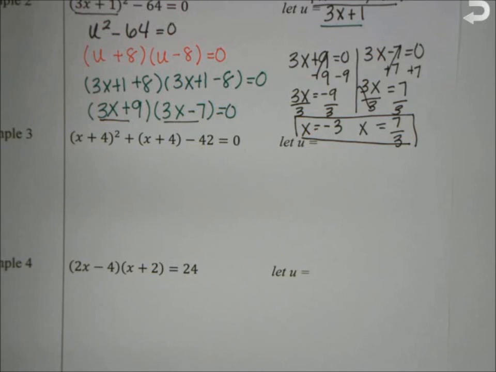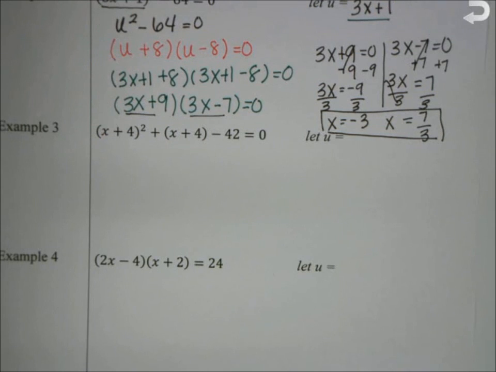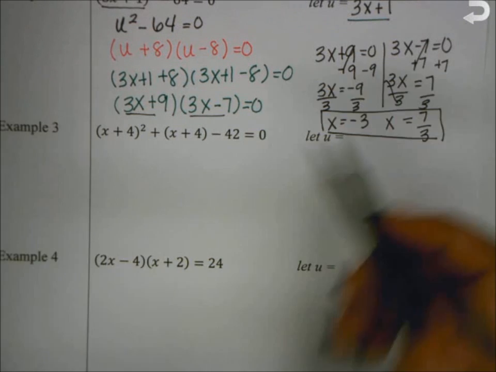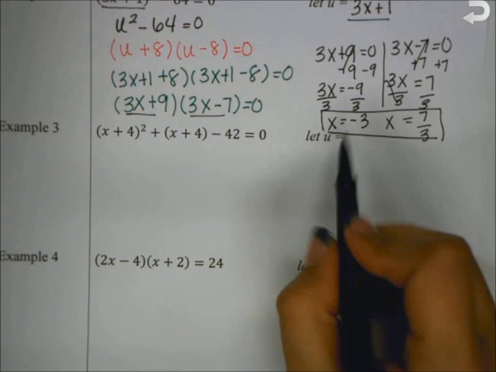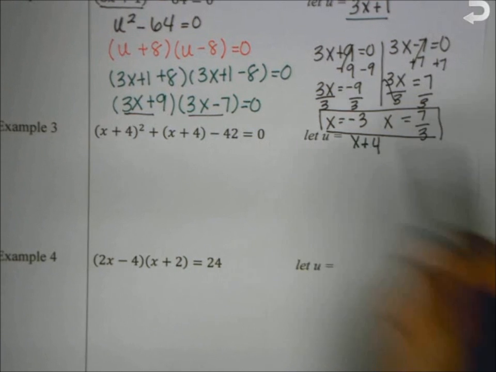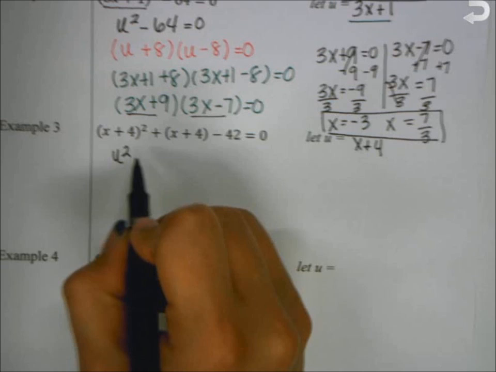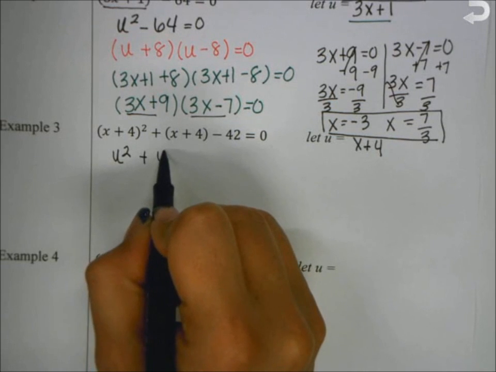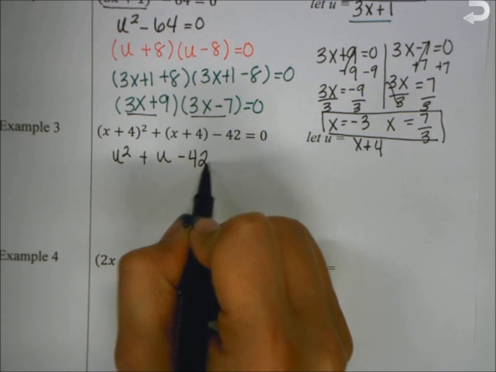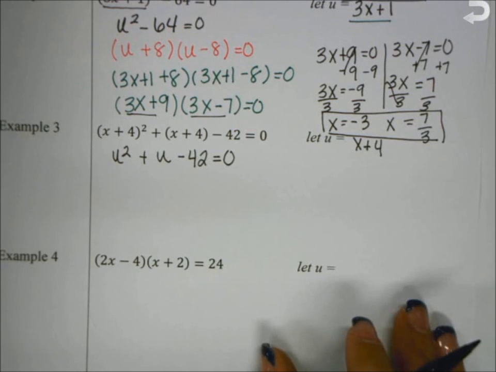What did I let u equal in this example? Good, x plus 4. So if I substitute u in for x plus 4, I would get u squared plus u minus 42 equals 0. And then let's factor this. How does this factor? I'm looking for two numbers that multiply to negative 42 but add up to positive 1.